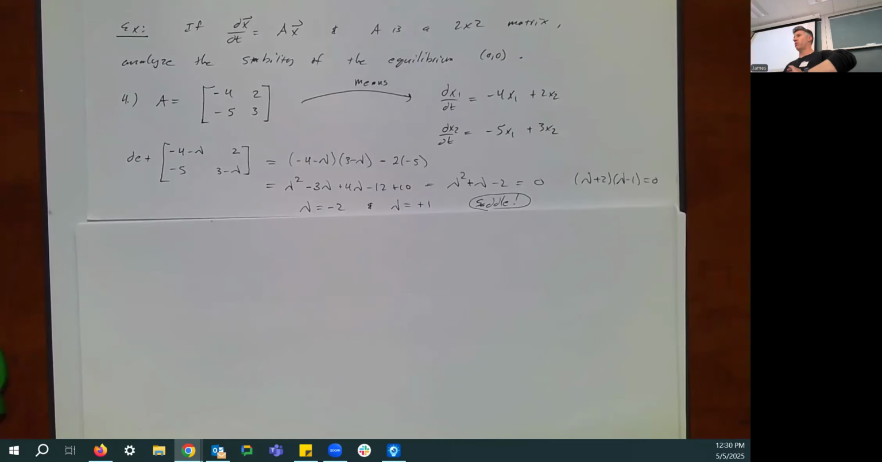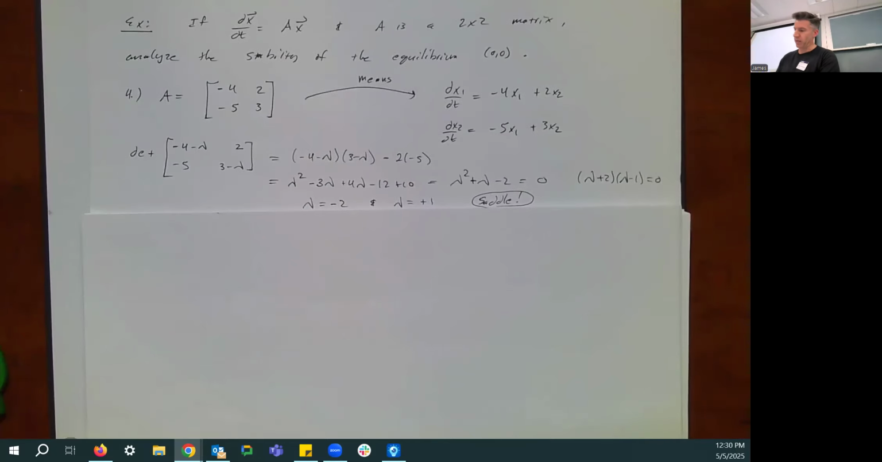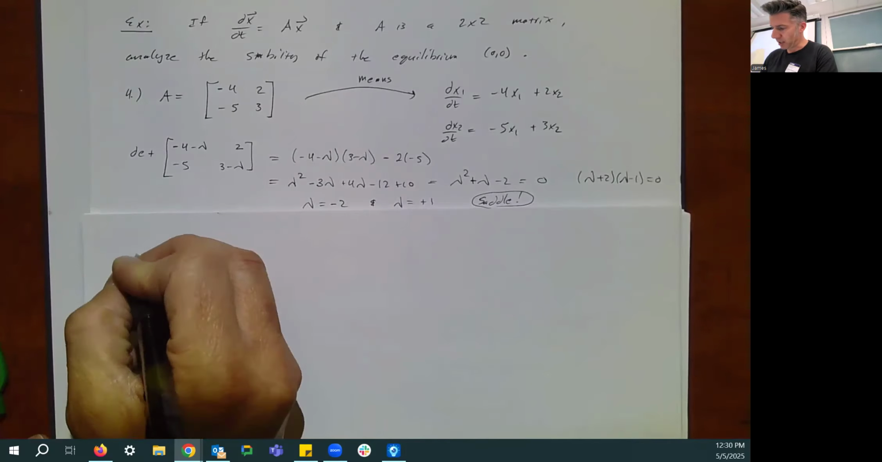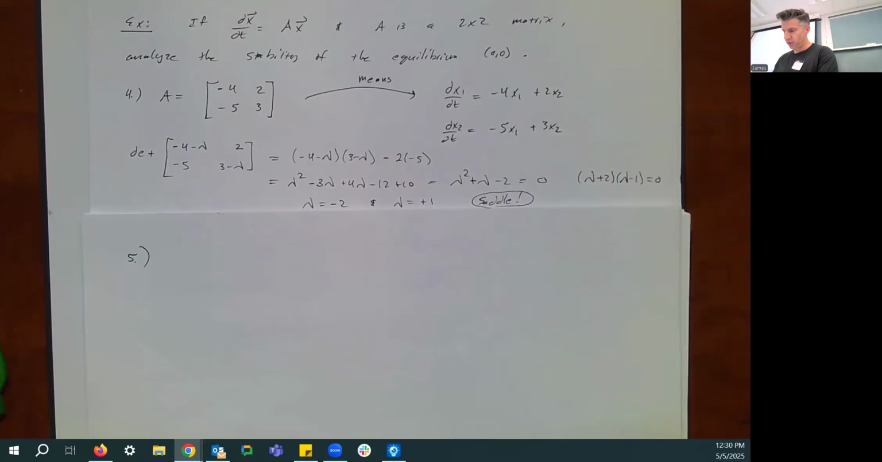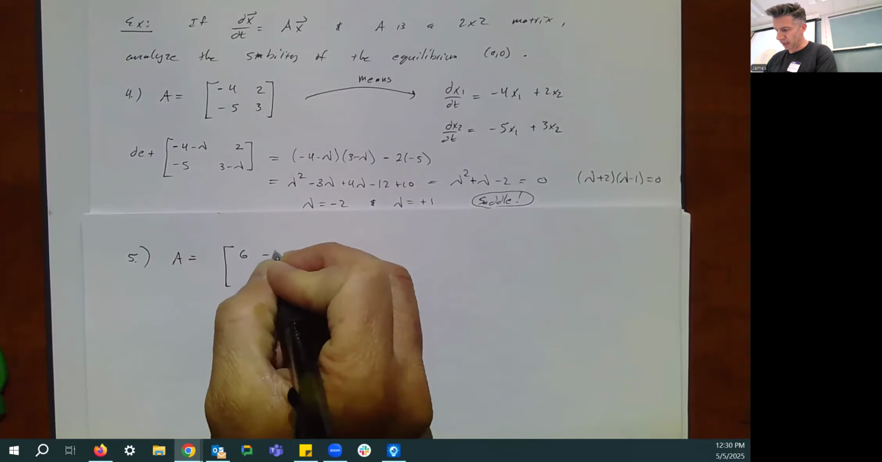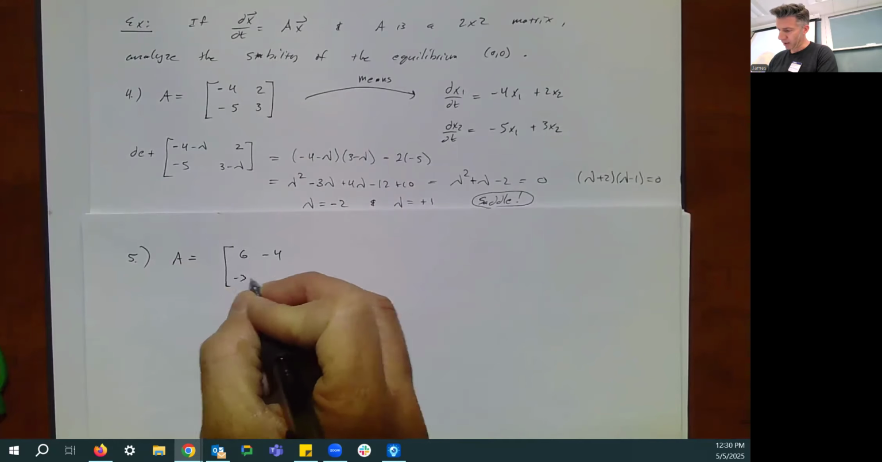I will show you one other way though, because I think there's another way of doing this that's worthwhile. So let's look at another example. Let's say we have the same question, but now our matrix is 6, negative 4, negative 3, 5.